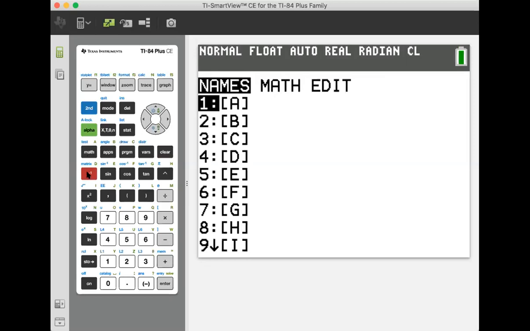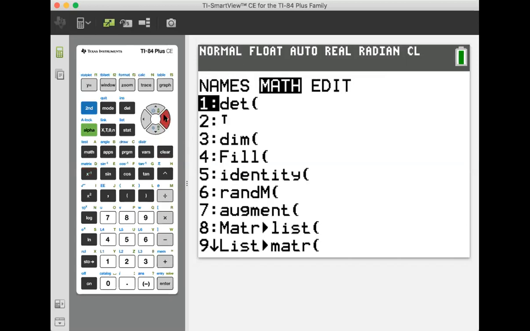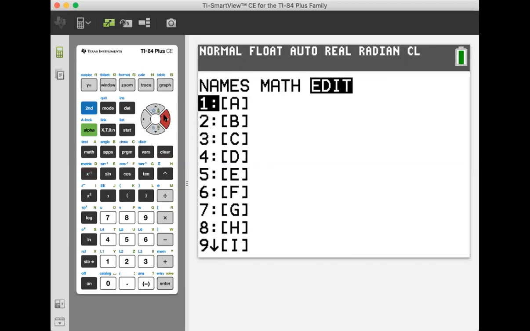There are 10 of them, starting with A to B, and they are in the square brackets. That tells you that it's a matrix. And what we're going to do, we're going to use A as our data. We're going to put our data into A. So let's go over to edit. So the first thing you're going to do is go to the matrices. That's that second x minus 1 key, and then right arrow to edit, and then hit enter.